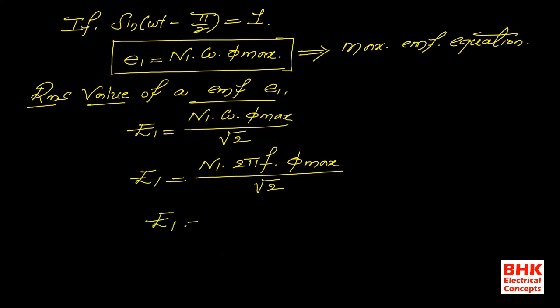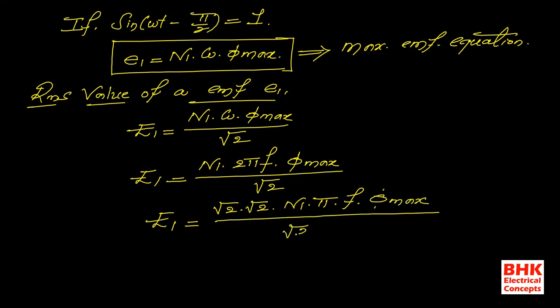Now E1 is equal to a numerator consisting of 2 and a denominator consisting of root 2. So instead of 2 I can directly write root 2 into root 2, which again gives 2 only. So instead of 2 I am writing root 2 into root 2 into N1 into pi into f into phi max divided by root 2. Here one root 2 and one root 2 get cancelled. Then E1 is equal to root 2 into N1 into pi into f into phi max.